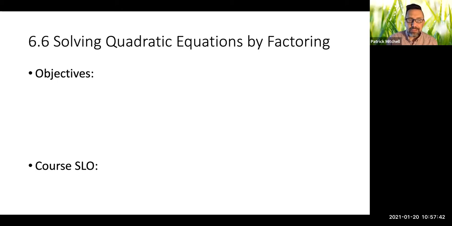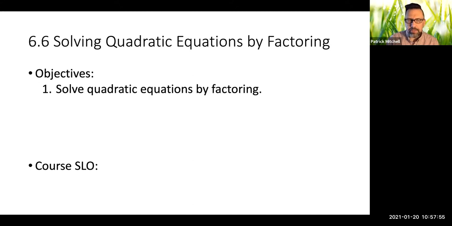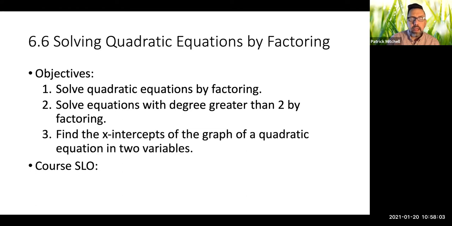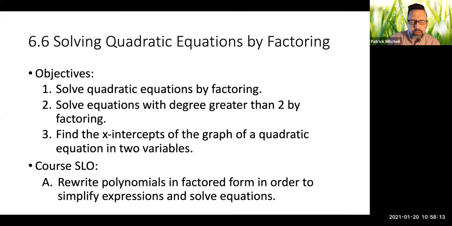We are getting very close to the end of Chapter 6. Today, we're looking at Section 6.6, Solving Quadratic Equations by Factoring. The objectives in this section are to solve quadratic equations by factoring, solve quadratic equations with degree greater than 2 by factoring, and find the x-intercepts of the graph of a quadratic equation in two variables. Those concepts are all very much related. We are working on the same SLO. This time we're going to be concentrating on the solve equations part.